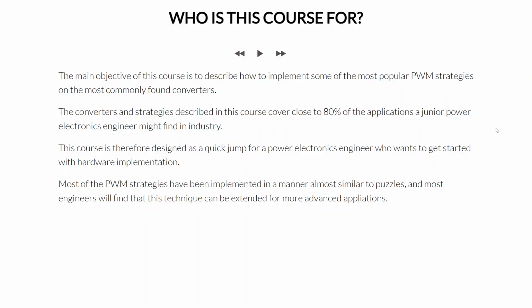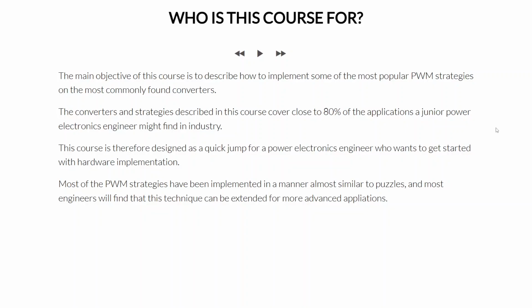So if you are a junior power electronics engineer about to enter industry, you will find that whatever has been covered in this course is pretty much 80% of the applications. Therefore, the purpose behind this course is a quick jump for any power electronics engineer who is familiar with simulations but needs to get started with hardware implementation.